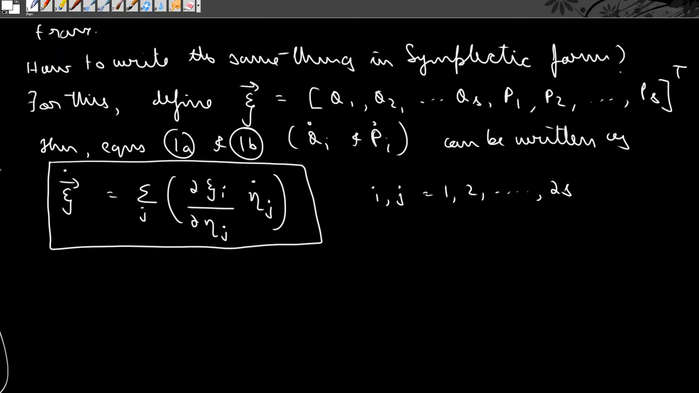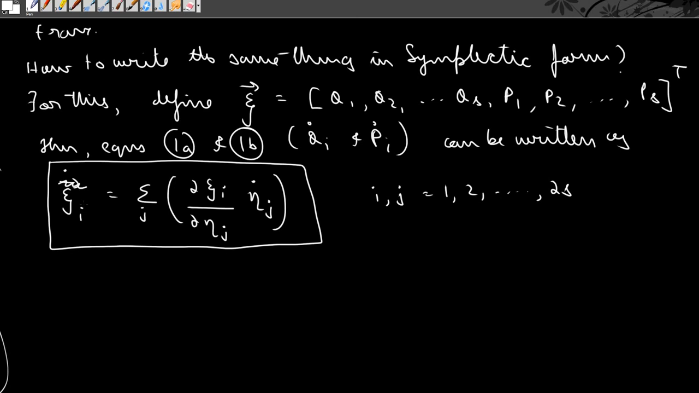Because there we are considering two sets of equations, each having s summation quantities. Whereas here we have to consider i, j going from 1 to 2s because these vectors are 2s dimensional vectors. All right, so in fact this should be eta i dot.